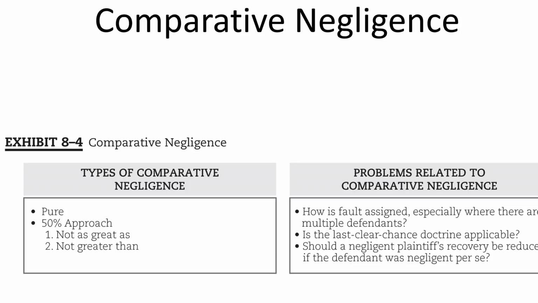Under a pure comparative negligence system, such as California, the answer would be simple. The negligence of all parties would be considered, and the plaintiff would be allowed to recover in direct proportion to the negligence of all of those parties combined. Now, that's a little bit more difficult to answer under the 50% approach. Additionally, does the last clear chance doctrine still apply? And should a negligent plaintiff's recovery be reduced if the defendant was negligent per se under a statute? So these are some of the problems that are related to the comparative negligence defense.